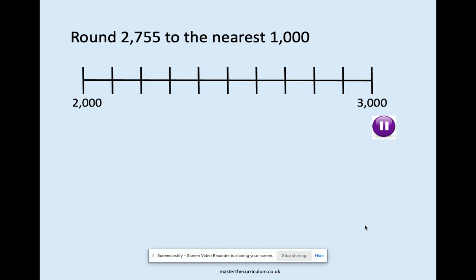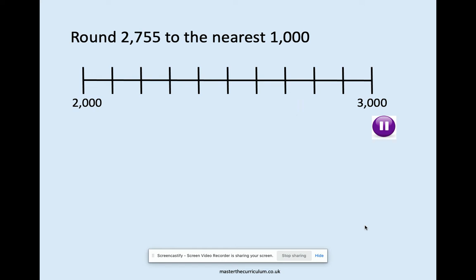If I want to round 2,755 to the nearest 1,000, I obviously need to count in thousands from 2,000 to 3,000. So which way do you think it will go? Will it be closer to 2,000 or closer to 3,000? You can pause the video and have a little think.